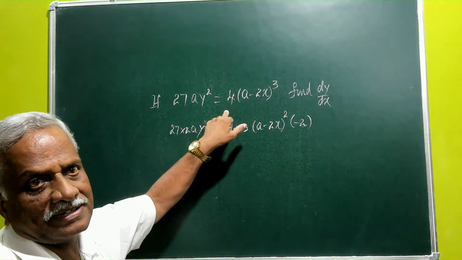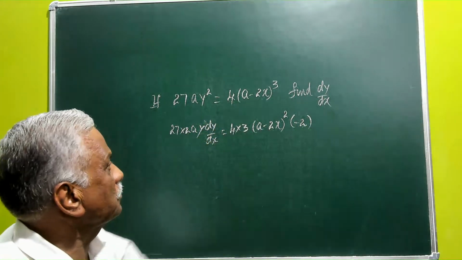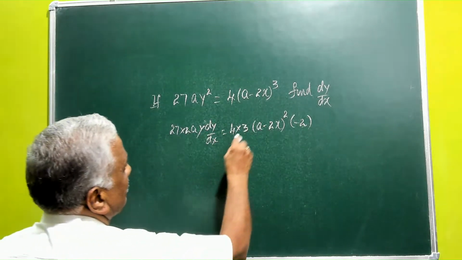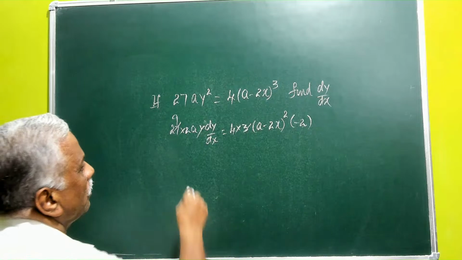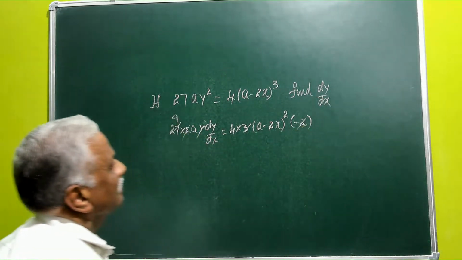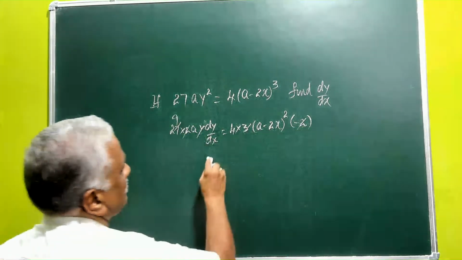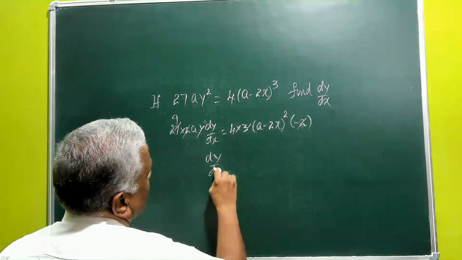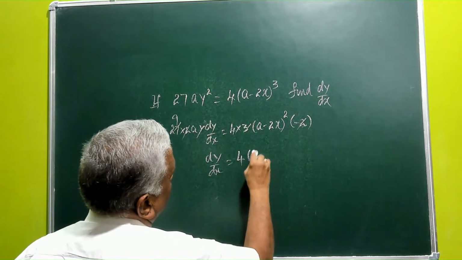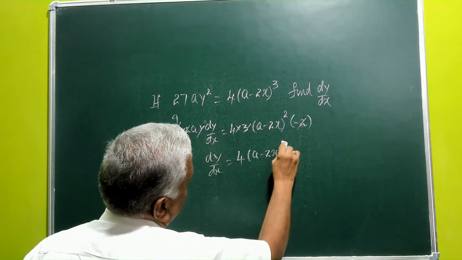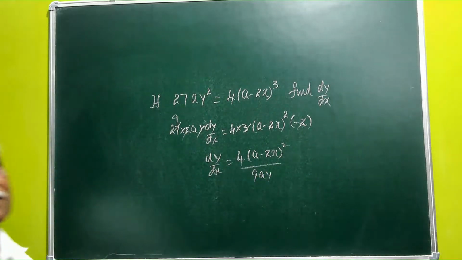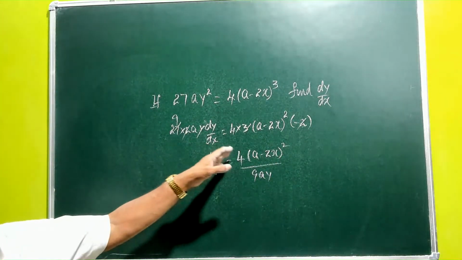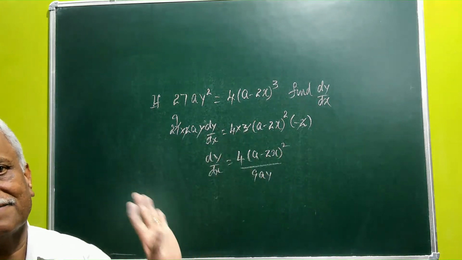4 is a constant. This is 3 into this minus 2. They are written like this, so cancellation becomes easy for me. These two also get cancelled. So what is dy by dx? Dy by dx is equal to 4 into (a minus 2x) whole square divided by 9ay. That's the answer given also. So you should cancel it very fast and write the answer.